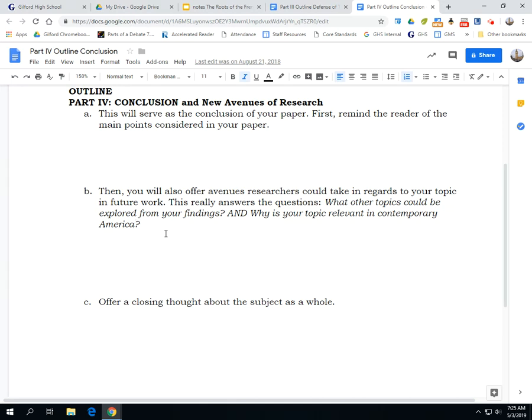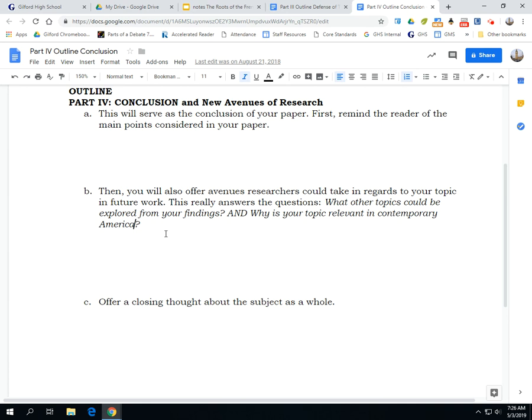Those two questions should be answered, because the idea is that a scholar or an academic can pick up your paper, read it, and at the end of it be inspired to say, oh, here's a path that I could take. And you'll find that as you read academic papers, you're going to see that happen at the end, where they allude to some things that could be potentially explored because of this topic. This is not a substantial part of your paper.